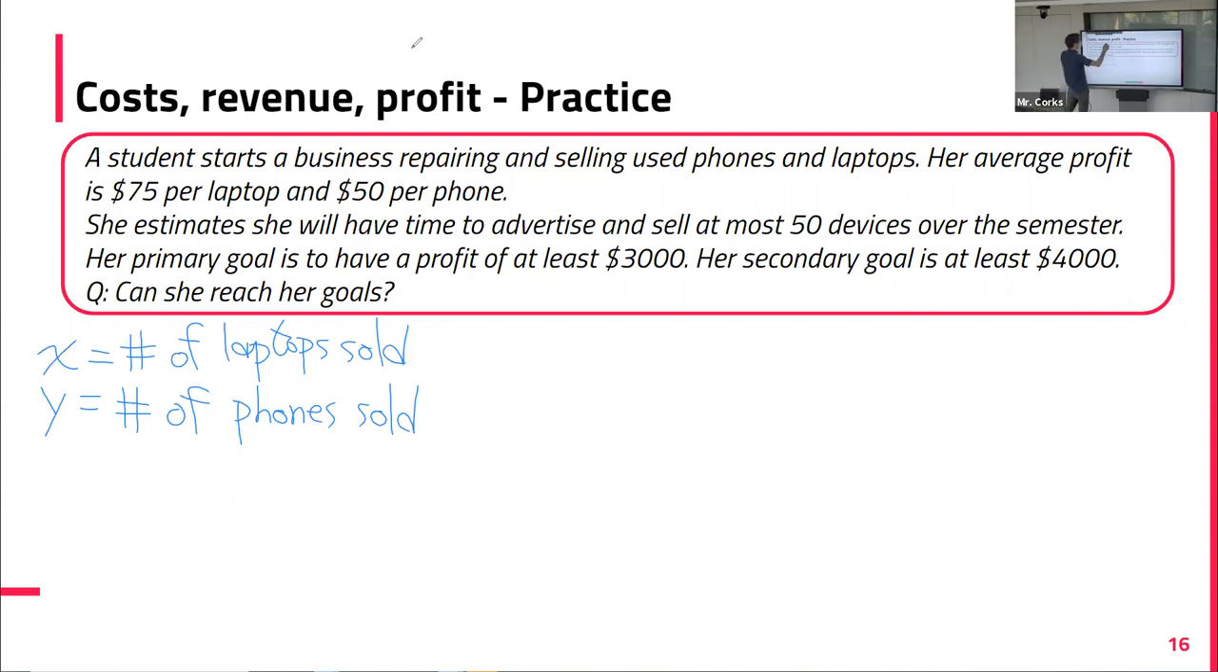All right, so we have two variables. So now we need to make two equations. So what's one of the equations we can make here? X plus Y equals 50. Okay, X plus Y equals 50. Why that? Where is that coming from?